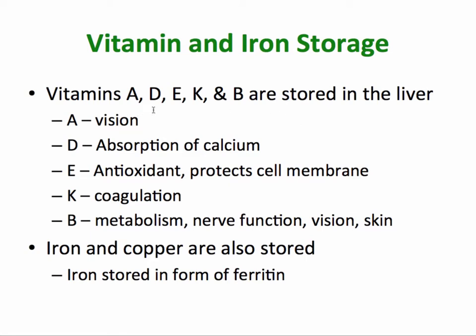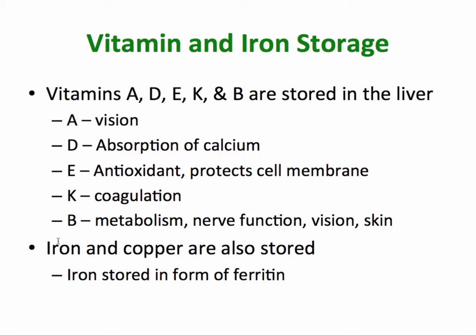The fat-soluble vitamins A, D, E, and K, as well as vitamin B, are stored in the liver. The primary function of vitamin A is vision. The primary function of vitamin D is absorption of calcium. E functions as an antioxidant and protects cell membranes. K is very important in coagulation. And B is important in metabolism, nerve function, vision, and skin.